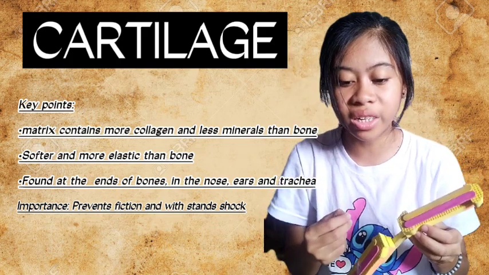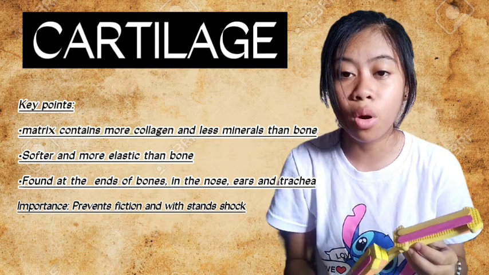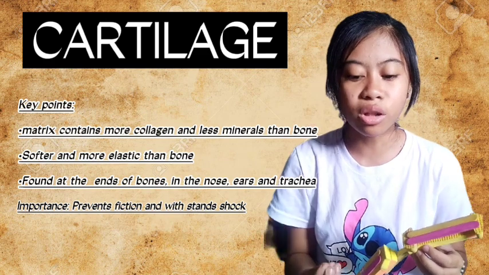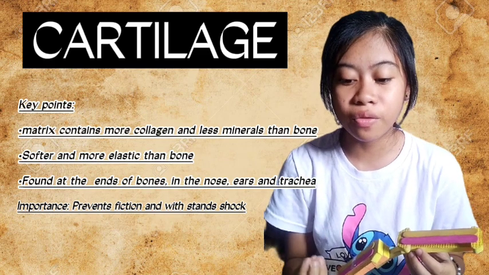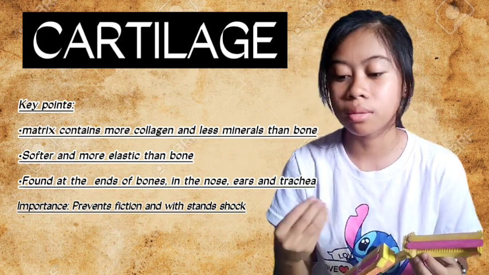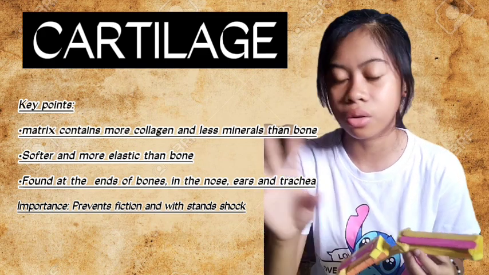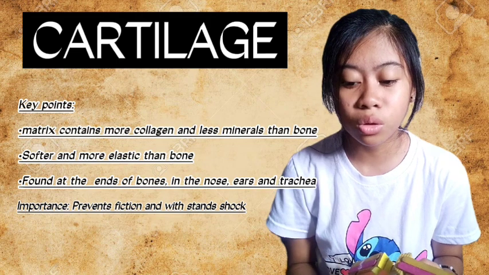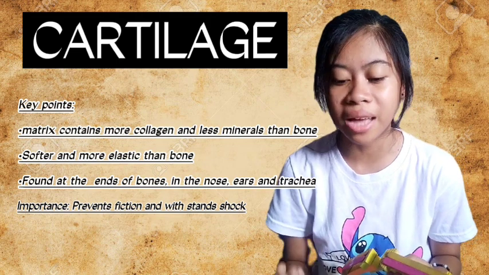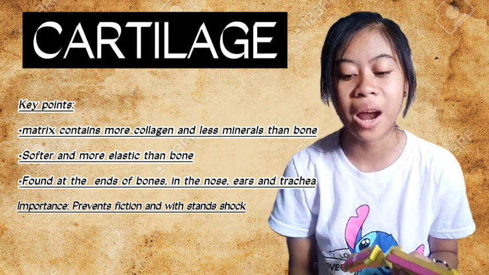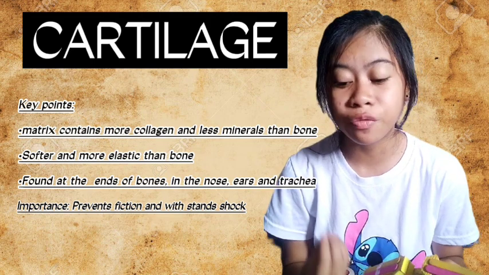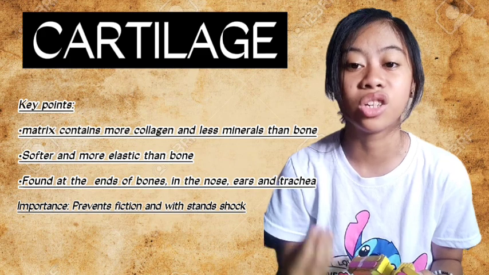Cartilage is also softer and more elastic than bone. It is also found at the ends of the bones, in the nose, ears, trachea, and others. This is helpful in giving structure to particular parts of the body. Its importance is that it prevents friction and withstands shock.